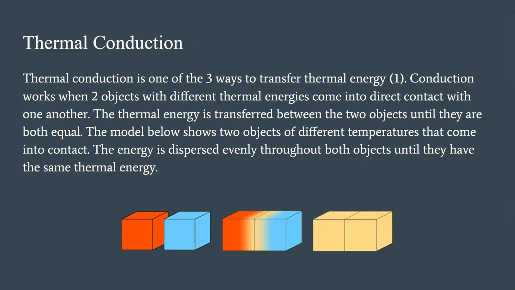And thermal conduction is one of the 3 ways to transfer thermal energy. Conduction works when 2 objects with different thermal energies come into direct contact with one another. The thermal energy is transferred between the 2 objects until they are both equal. The model below shows 2 objects of different temperatures that come into contact. The energy is dispersed evenly throughout both objects until they have the same thermal energy.